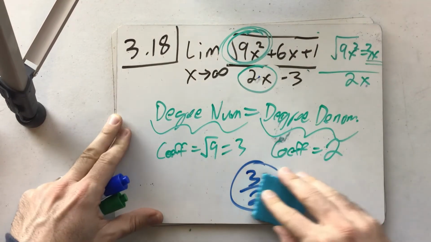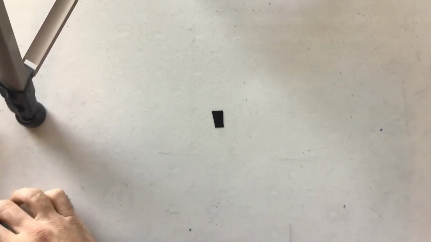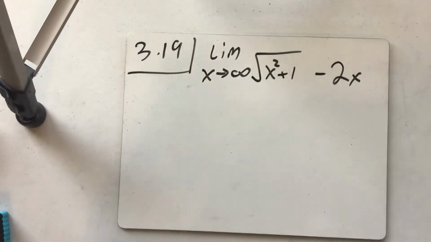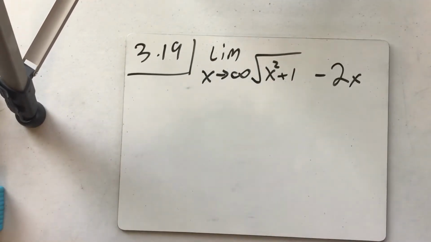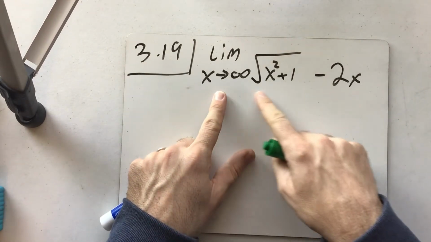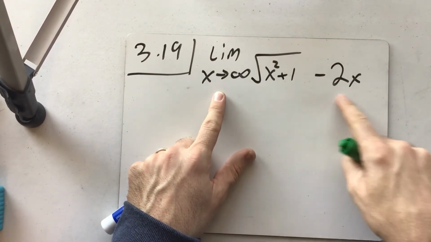Okay, let's jump to 3.19 and 3.20, and I'm going to do these kind of quickly because these aren't the central ideas for this semester, and because we're kind of doing a shortened version of the semester, this is one of those things we won't focus on for too long. But there's a really nice result here, and that is that we're thinking of the limit as x goes to infinity of the square root of x squared plus 1 minus 2x.